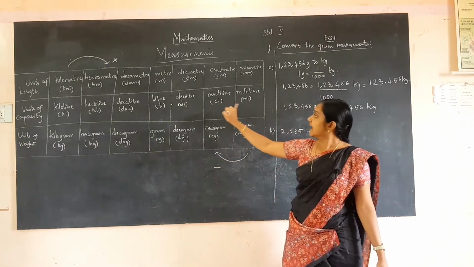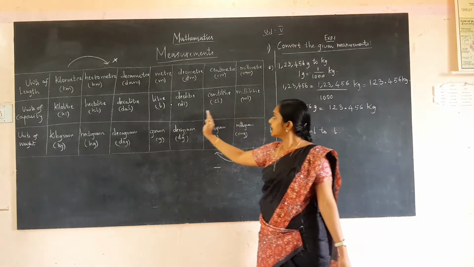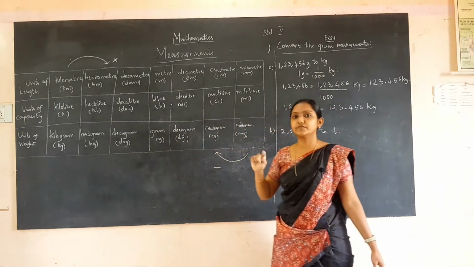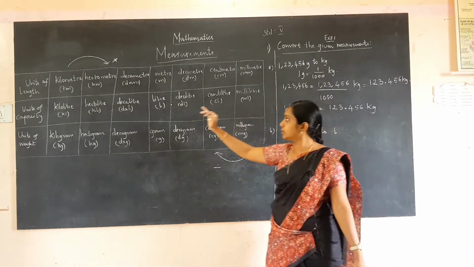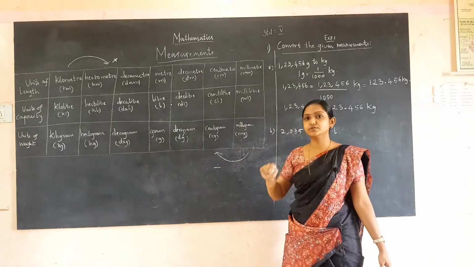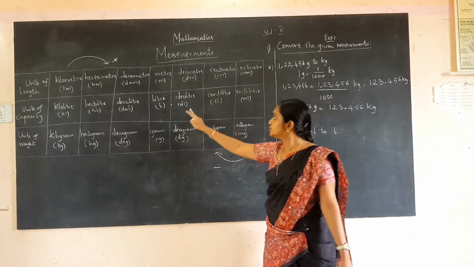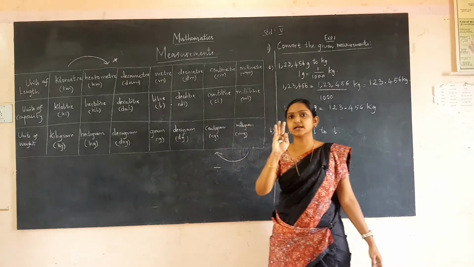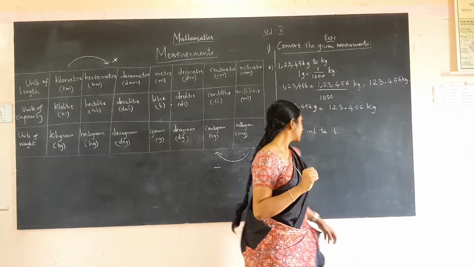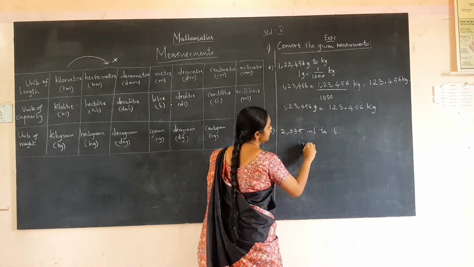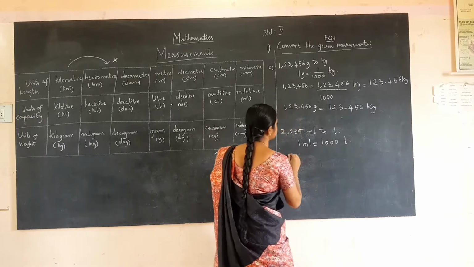Milliliter is here and liter is here. While moving from right to left, we have to divide, or we are converting from smaller unit to larger unit. So we have to divide. Count how many places we have to move. 1, 2 and 3. 3 places. 3 places means we have to consider it as 3 zeros. So 1 milliliter is equal to 1 by 1000 liter.